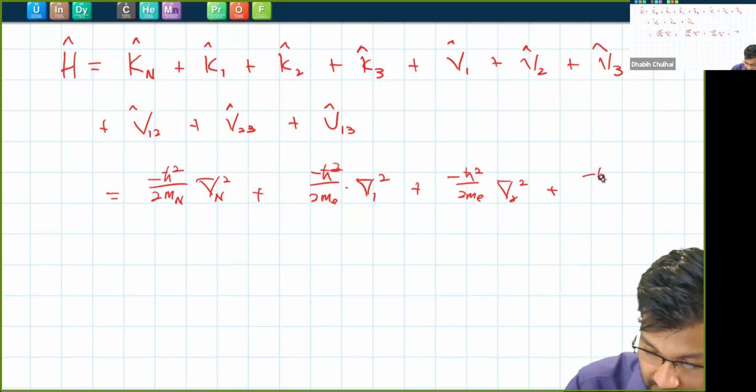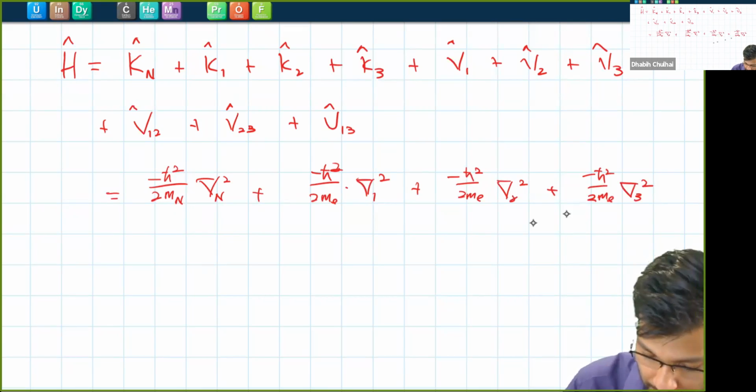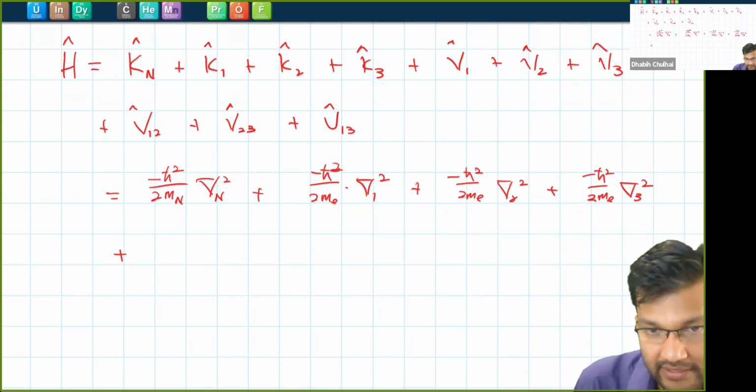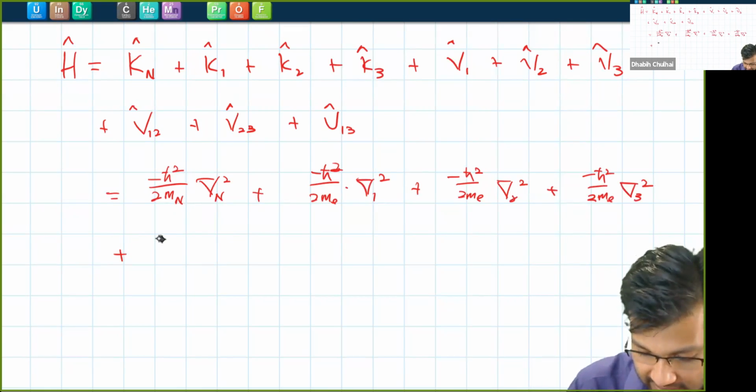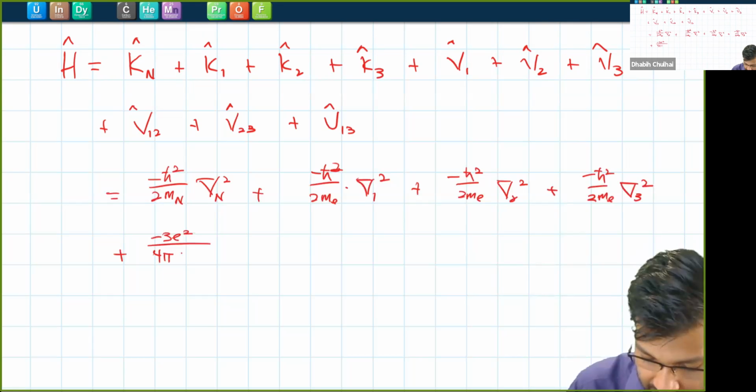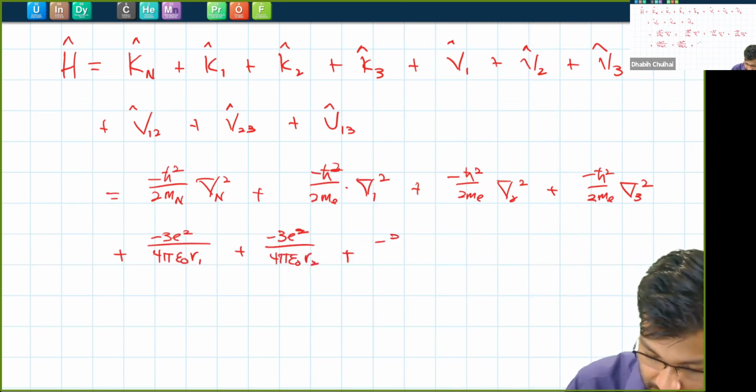Kinetic energy of electron 3. Potential of electron 1. Electron charge is negative E. Nuclear charge is positive 3E. So negative E, positive 3E comes out to be negative 3E squared over 4 pi epsilon naught R1. And there's another term, 4 pi epsilon naught R2. And another term for the third electron, 4 pi epsilon naught R3.